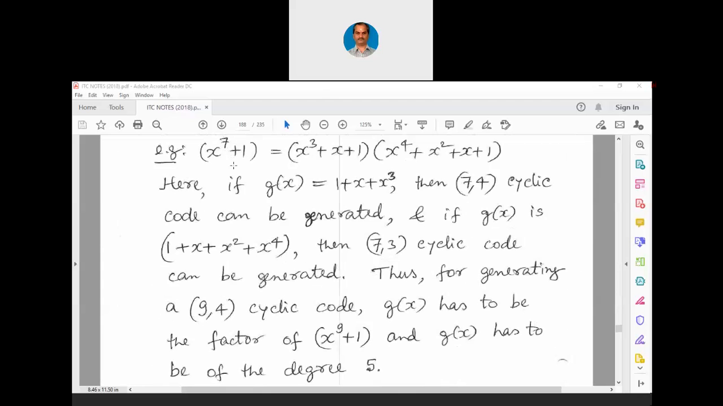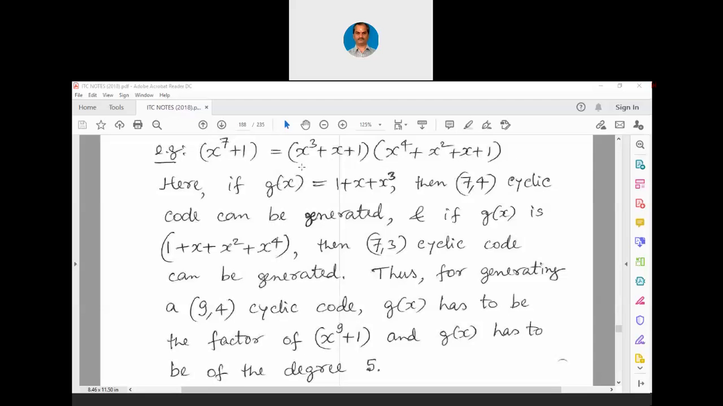x power 7 plus 1. Let us say we want to have a 7 comma 3 code. Now n is 7 there. Or we can have a 7 comma 4 code. In both the cases n is 7 there. So when n is 7, x power 7 plus 1 is now (x cubed plus x plus 1) into (x power 4 plus x square plus x plus 1). This is again a modulo 2 multiplication. Remember that.